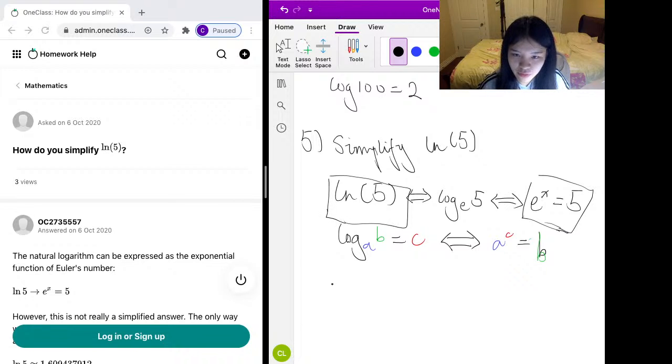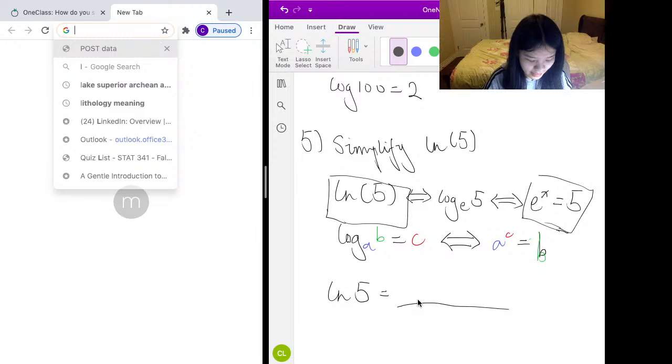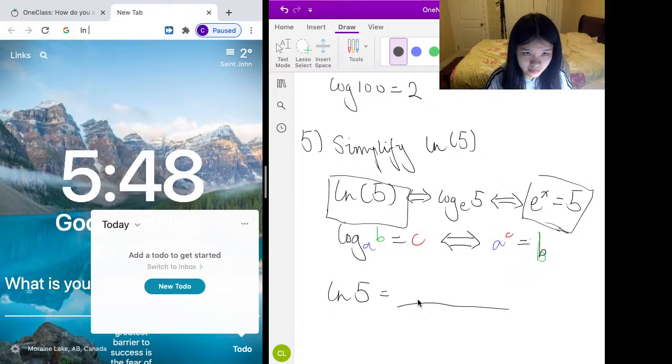So what we can do is actually calculate the value of ln 5, so it equals a number. This, I guess, is the only way that we can simplify ln 5. So let's just calculate that really quickly. ln 5.